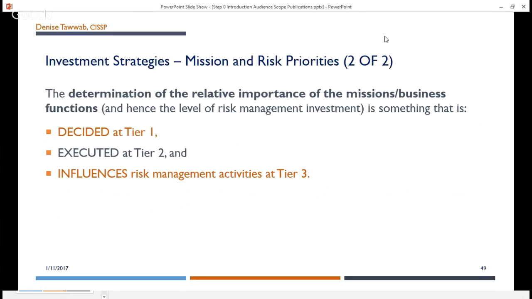And the folks who are doing system management, the engineers and all the people down at the system level at tier 3, their activities will be influenced by what happened at tier 1 and tier 2. How much money did they give us? And how much did the boss decide to allocate to what?